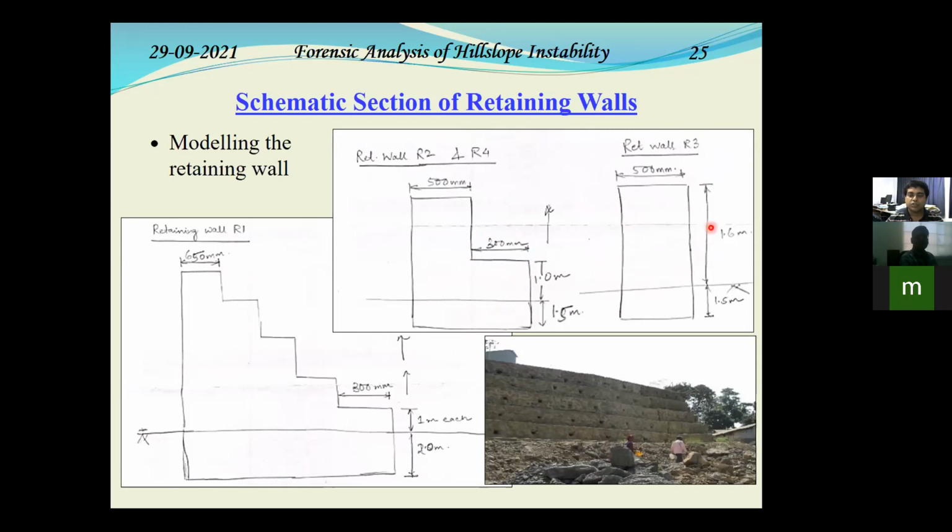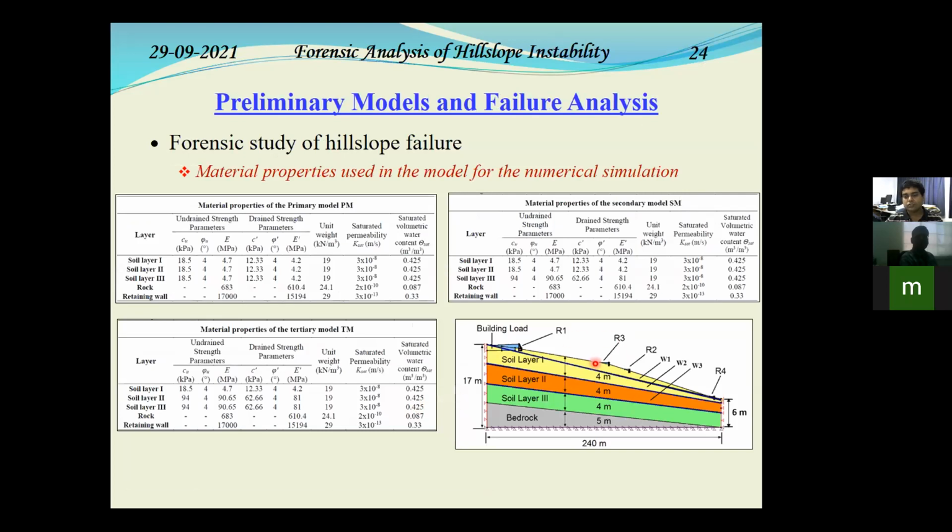And R3, which was just beside the access road, was just used as a temporary measure to stop any movement of the road. So we took these sections of the retaining walls, and when we modeled in GeoStudio, we modeled them in exactly the same manner as they were.